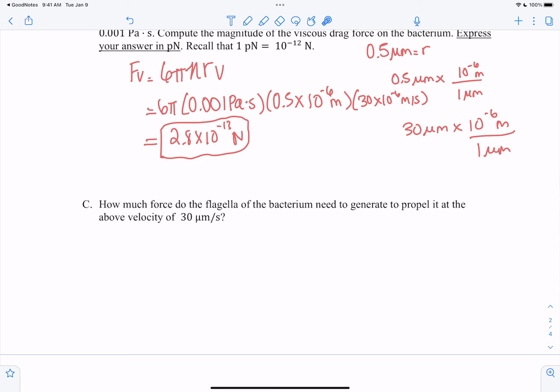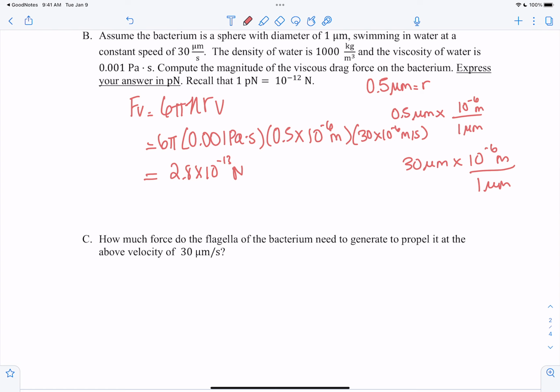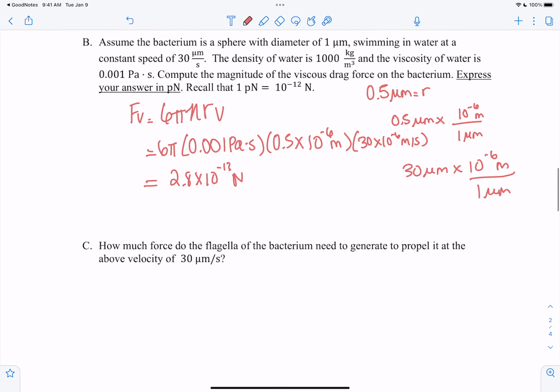Oh shoot, you're right. I forgot about that part. Thanks for pointing it out. So we do have to convert this to piconewtons. For newtons here, 10 to the negative 12 newtons is equal to 1 piconewton. So my newtons cancel out, and I have piconewtons on top, and I know that 1 piconewton is equal to 10 to the negative 12 newtons.